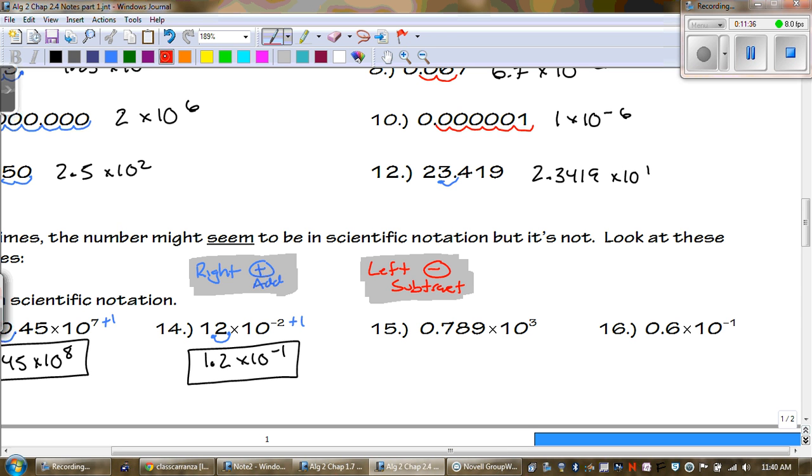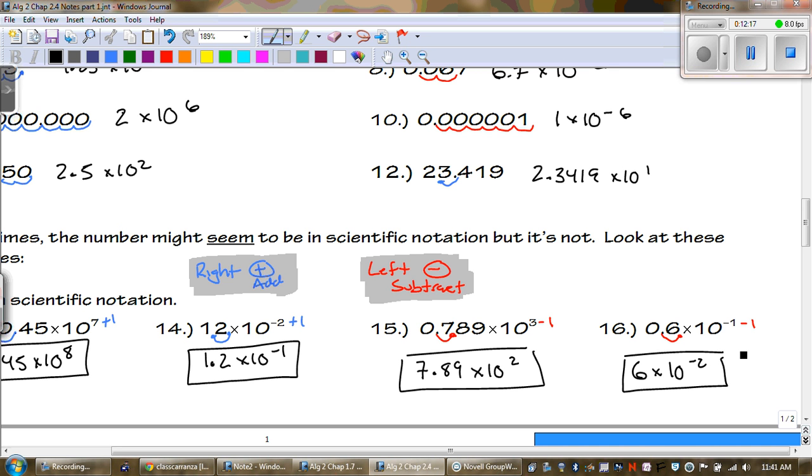Number 15. We have to move it to the right. So they have to move it to the left. So that's why we subtract 1. And we get 7.89 times 10 to the second power. Okay? Number 16. I have to move it to the right. They have to move it to the left. So we get 6 times 10 to the negative 2. Okay?